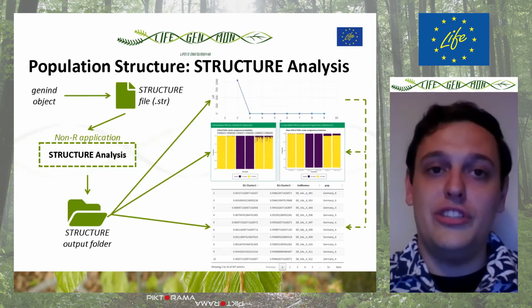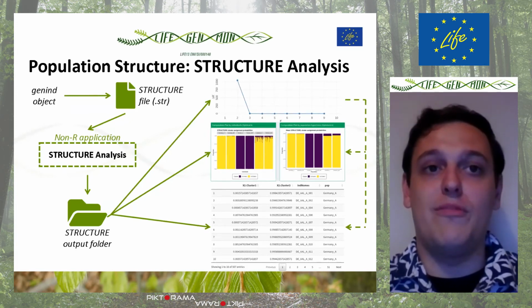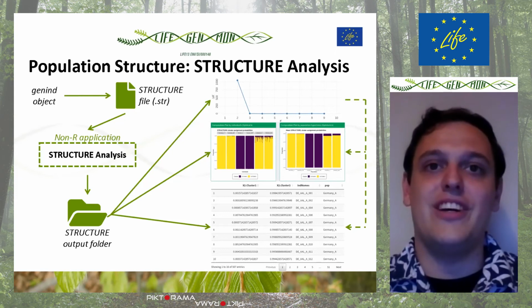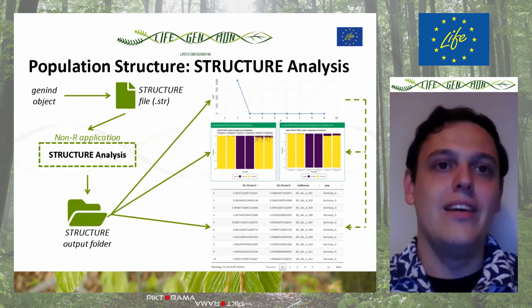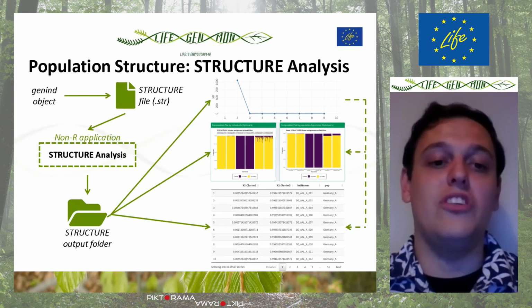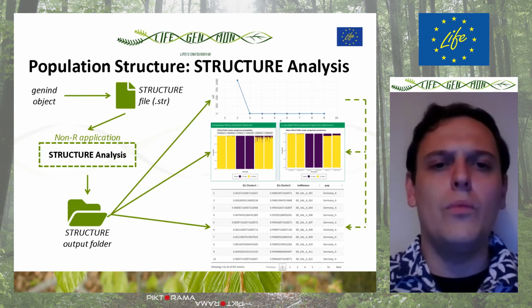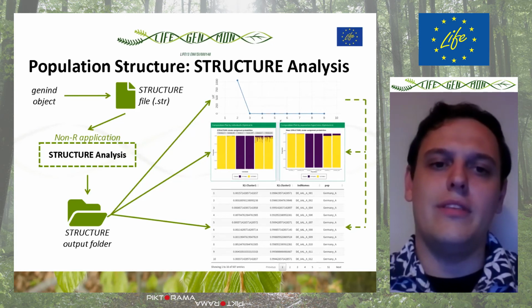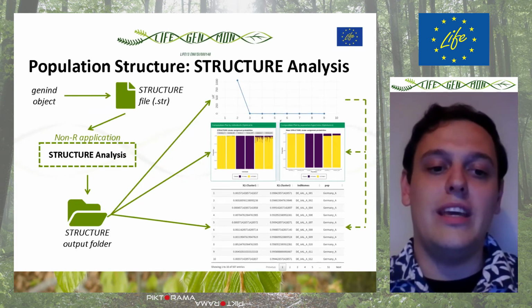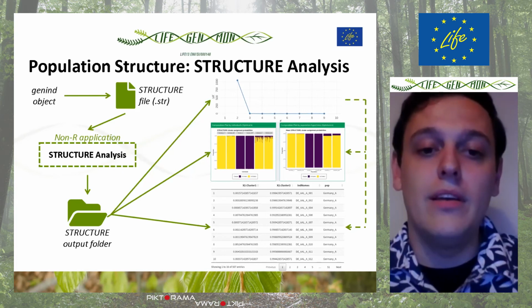So moving on to STRUCTURE analysis, this is the most popular method of assessing the optimum number of population clusters, genetic admixture, and hybridization between species. But it cannot easily be implemented within the R environment and therefore still relies on a standalone application. What you can do within our application is export a STRUCTURE formatted file to be used in this program and then re-import the output data from this program for further interpretation.